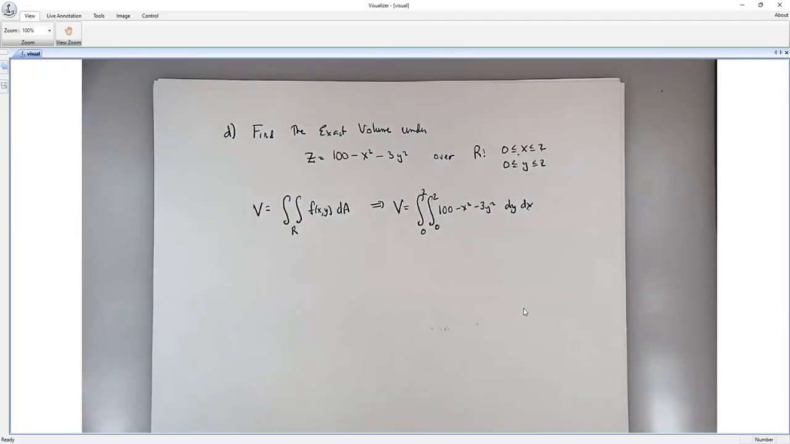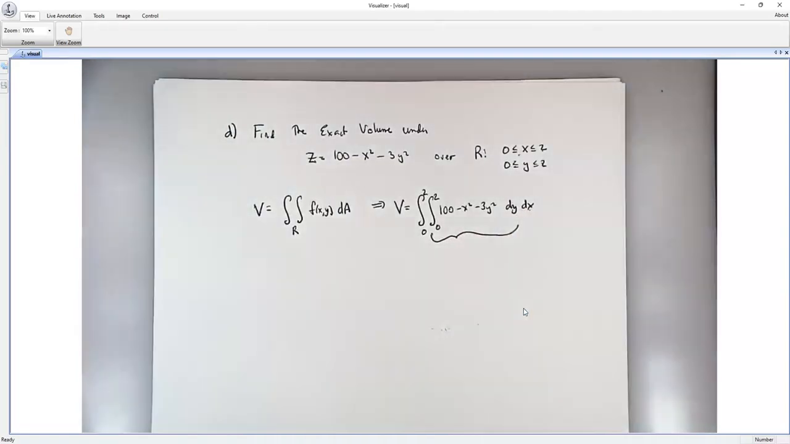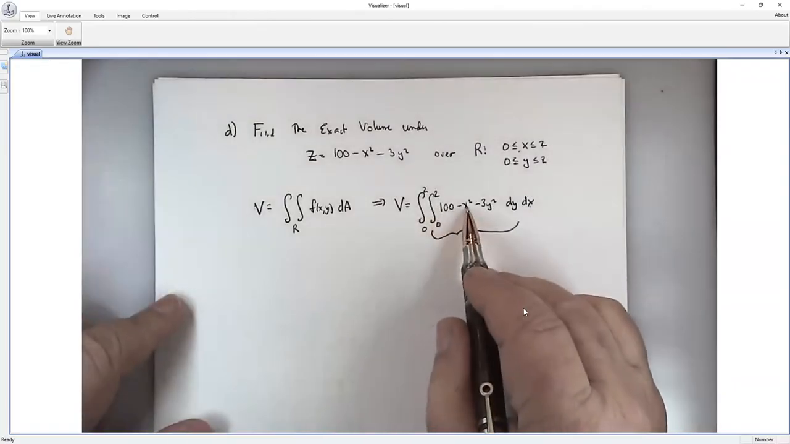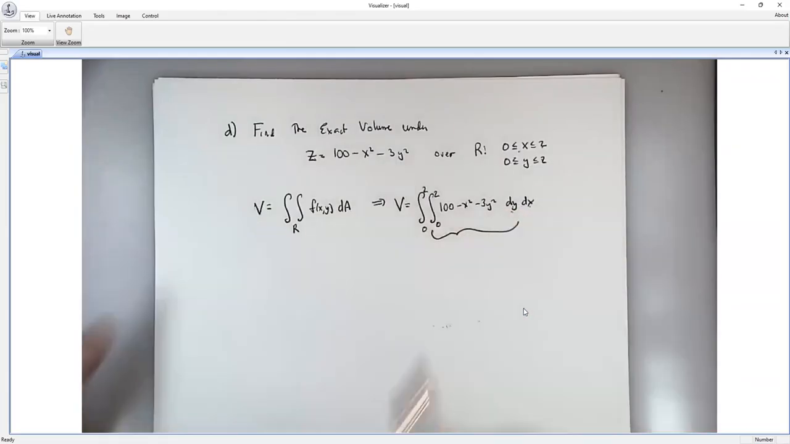So let's calculate this. Now, how do you do a double integral? A lot of the times, if you can factor the problem into functions of x and functions of y, that's great, and you can integrate each one. But when you have something intermixed, you work from inside to outside. The inside is the integral of 100 minus x squared minus 3y squared dy. Y is the variable, so x's and numbers are considered to be constants.